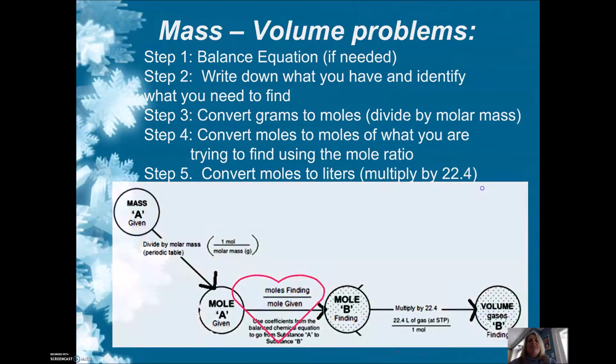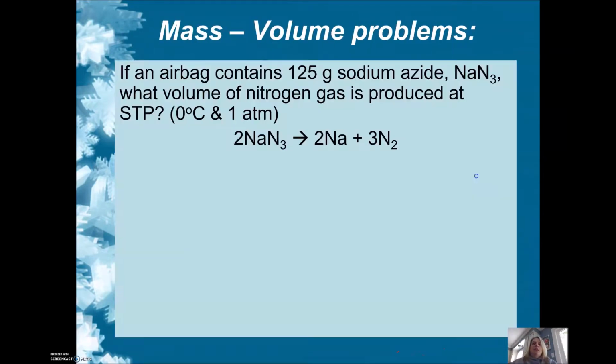So let's try this. Here is a reaction of, this is called sodium azide. It's actually in your airbag, and that's what causes your airbag to inflate really quickly because it produces nitrogen gas. So it says if an airbag contains 125 grams of sodium azide, what volume of nitrogen gas is produced at STP?